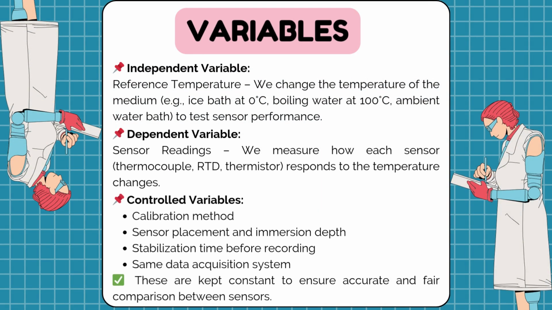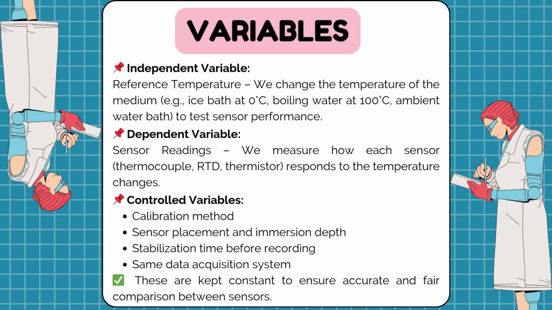In this experiment, we have three types of variables to ensure accurate and consistent results. First, we have the independent variable. This is the reference temperature. We change the temperature of the medium, for example, using the ice bath at 0 degrees Celsius, boiling water at 100 degrees Celsius, or an ambient water bath to test how the sensor performs.